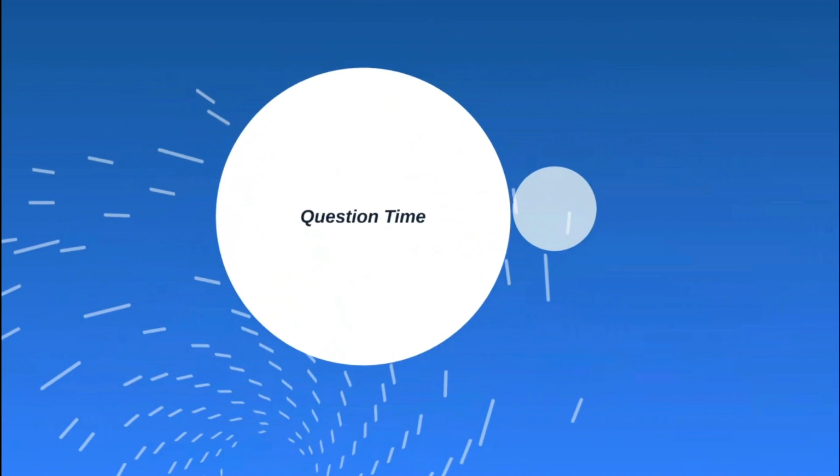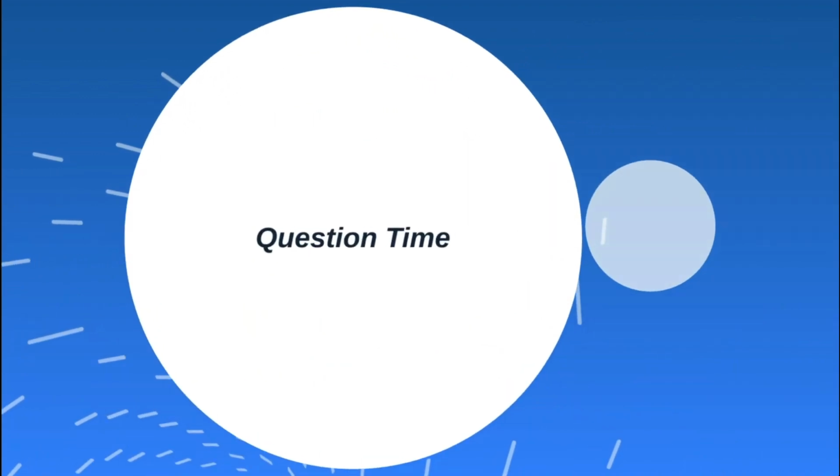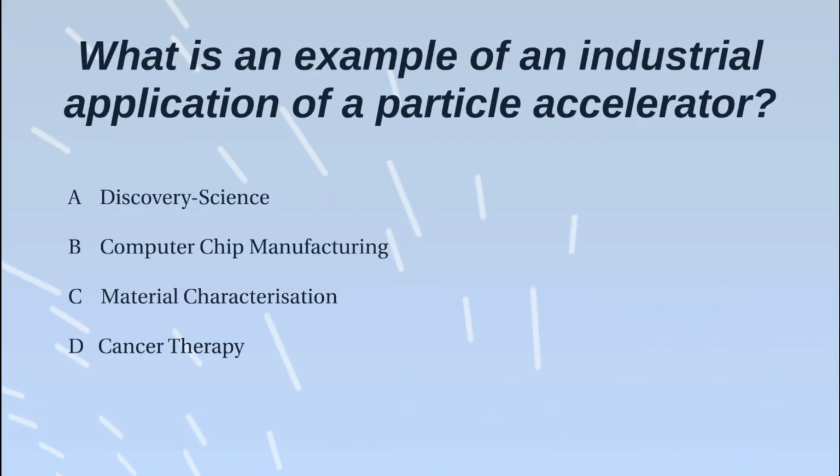Now it's that time of the presentation where I will ask a question based on one of the topics covered, and after I do, you will have 3 seconds to come up with an answer before I call time's up, and ask which option each of you chose, ranging from A through to D. If I call out an answer you believe to be right, put up your hand. What is an example of an industrial application of a particle accelerator?